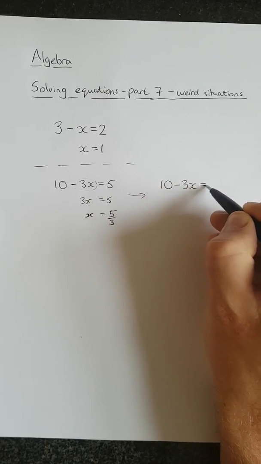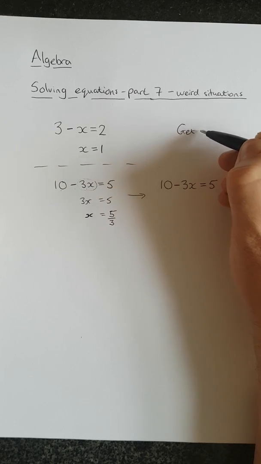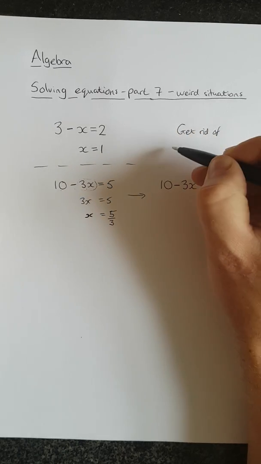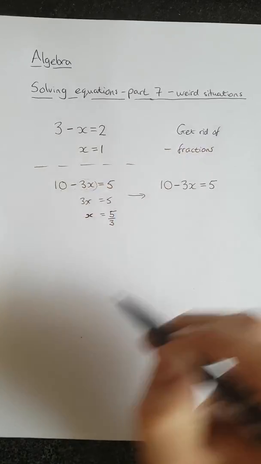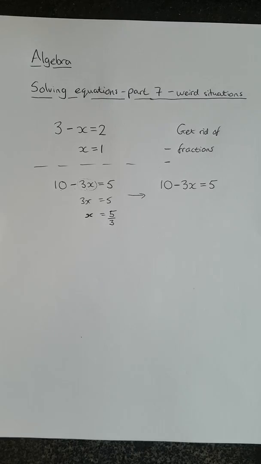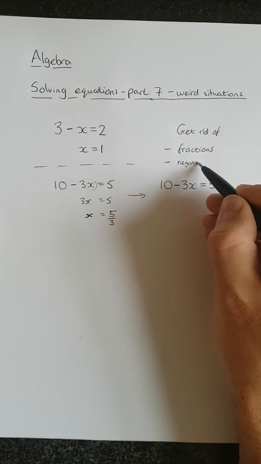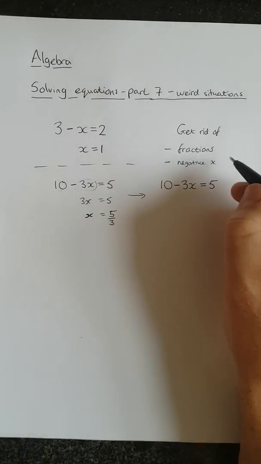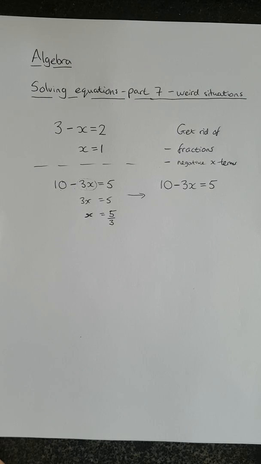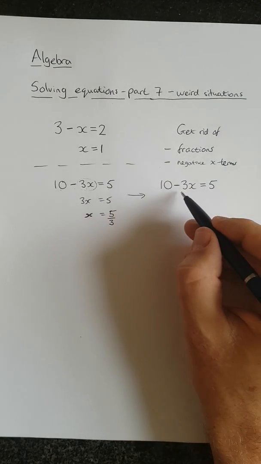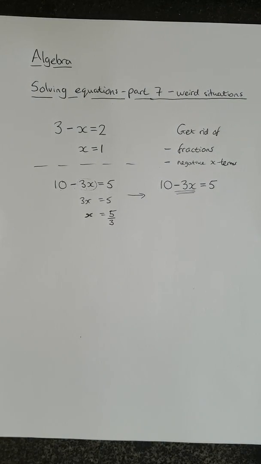There are two things when solving equations that we try and get rid of, if we can. The first, we try and remove fractions from the situation. And the second one, we try and remove negative x terms. So how do I remove my negative 3x?